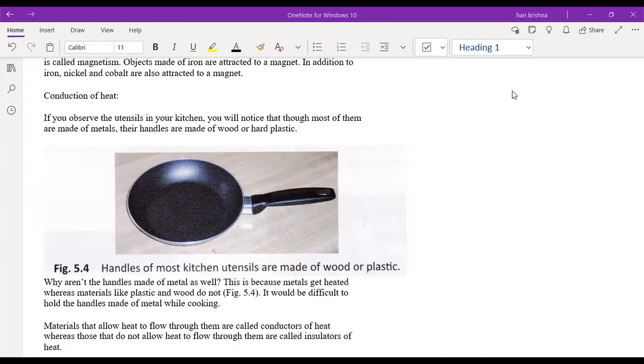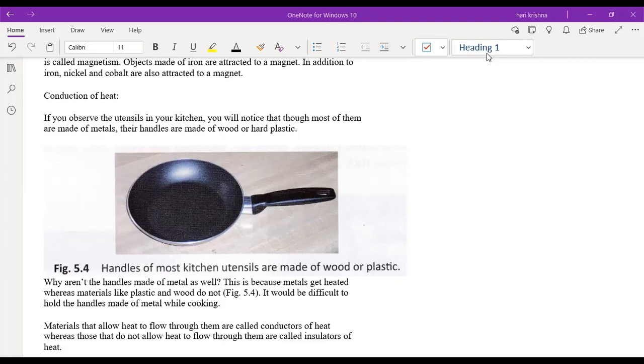Very good. What about Sriharsha? Turn on your cam, everyone. Sir, people use plastic or wood as handles of the pans because if it was metal, the heat would pass through it and we could get burns. If we put wood or plastic, the heat won't pass through, so we won't get any burns. Okay, good.